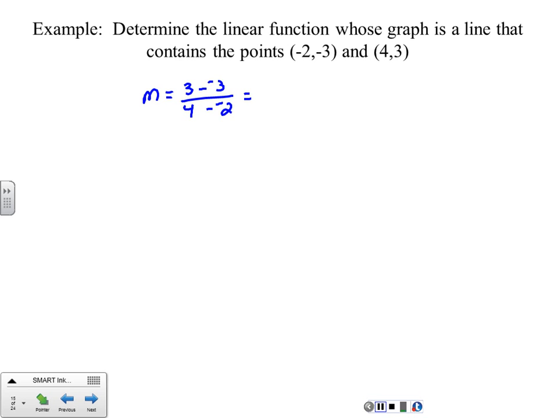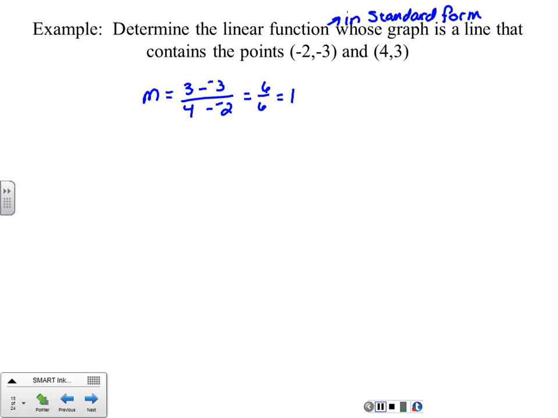And so you're going to have what? 6 over 6, which is 1. Is that what you got? Yay. Okay. So it says determine, and on the test it's going to tell you which form I want it in. So let's go for determine the linear function in standard form. Determine the linear function in standard form whose graph is a line that contains these 2 points.